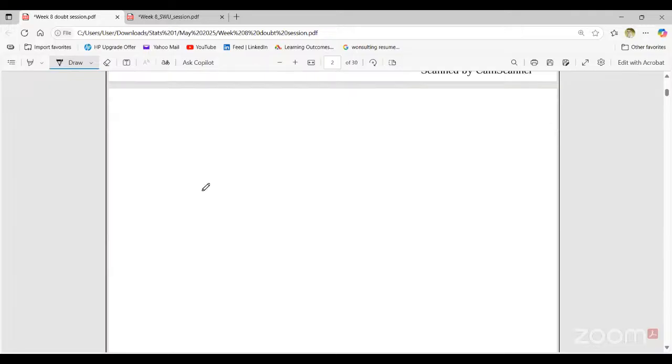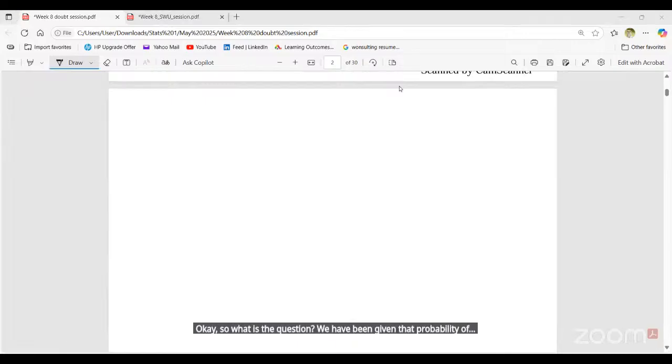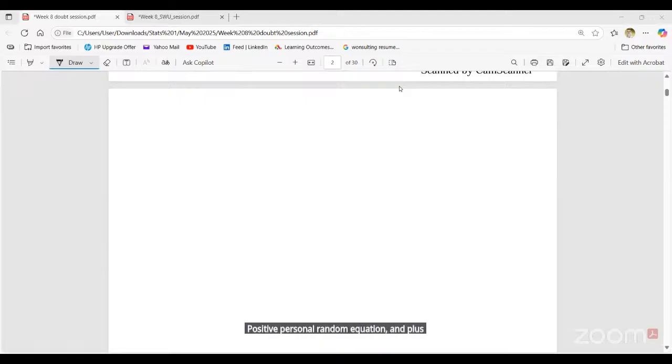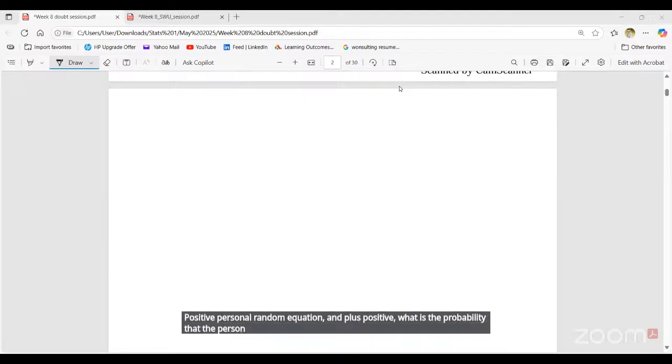So what is the question? In a city, 1% of people have swine flu. In the flu test, 95% of people with swine flu test positive, while 2% without the disease will test positive. A person is randomly chosen and tests positive. What is the probability that the person actually has swine flu?